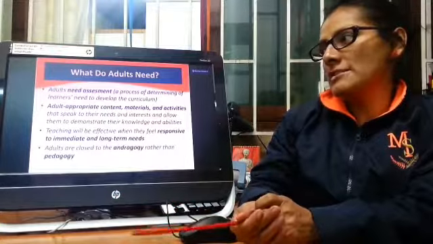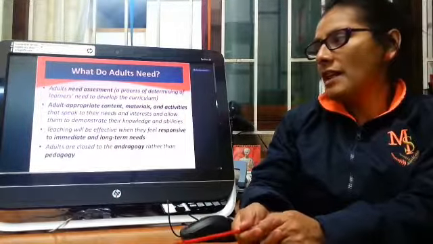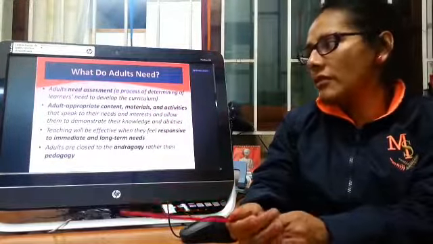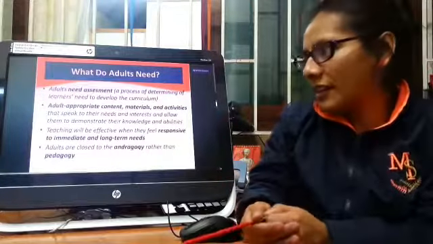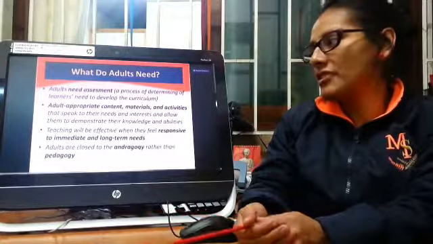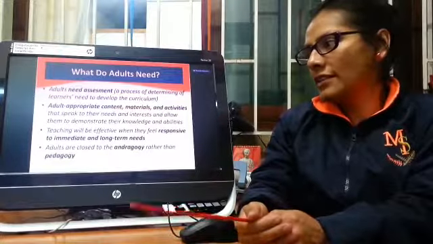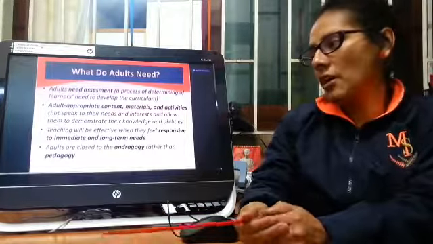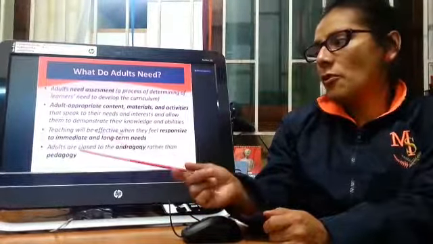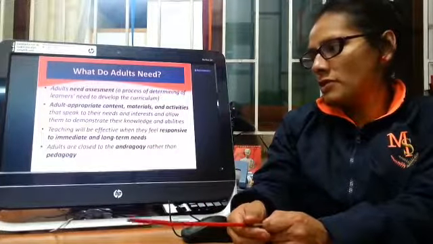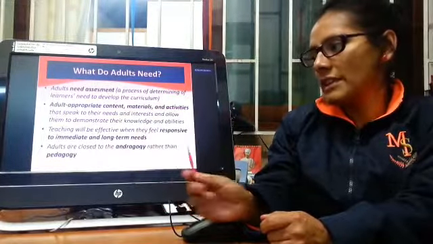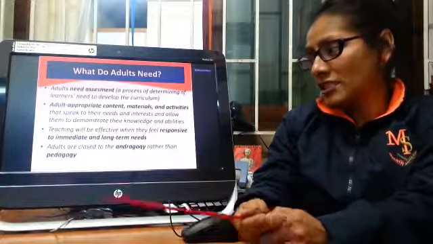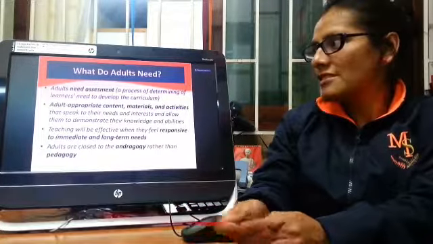What do adults need? Adults need assessment, a process of determining learner needs to develop the curriculum. Adults need appropriate content, materials, and activities that speak to their needs and interests and allow them to demonstrate their knowledge and ability. Teaching will be effective when it is responsive to immediate and long-term needs. Adults are close to andragogy rather than pedagogy.